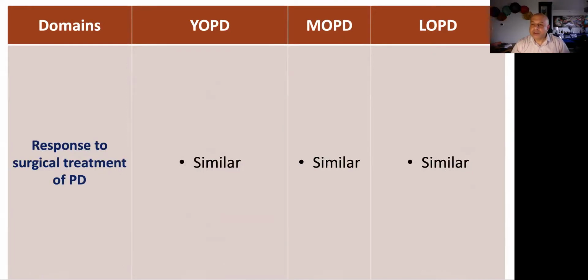How about response to surgical treatment? This is absolutely critical. Late onset Parkinson's disease folks, 60, 70, 80, even 85, 90, are unnecessarily excluded from surgical treatment because of ageism, because of bias. But believe it or not, research studies have shown that surgical treatment for Parkinson's disease has similar salutary outcomes in young, middle, and late onset Parkinson's disease, as long as comorbidities and their surgical risk are well managed.